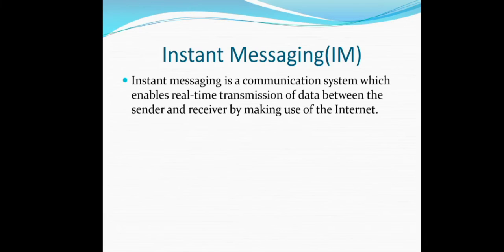What is instant messaging? Firstly, we will learn about IM. Instant messaging is a kind of communication system in which the data transmission between the sender and the receiver is established with the use of the internet. It enables real-time transmission of data between the sender and the receiver with the help of the internet.